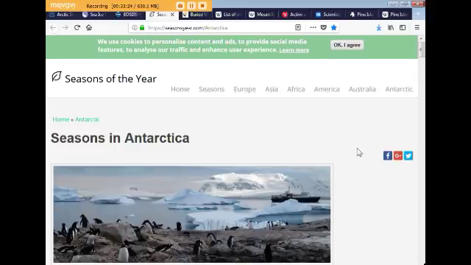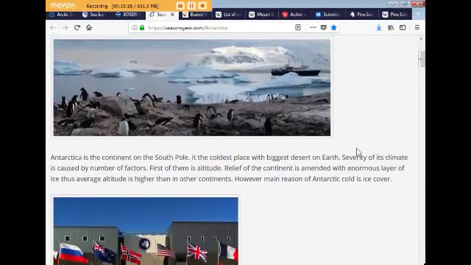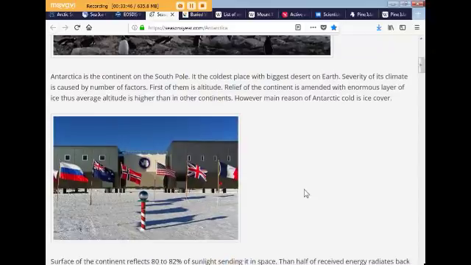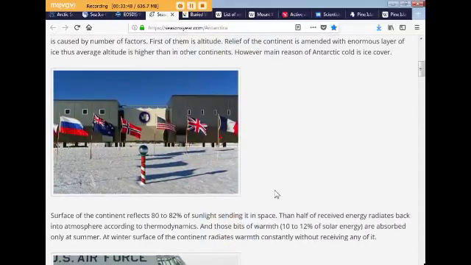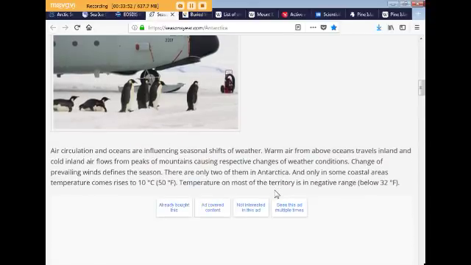Now we're going to look at the seasons in Antarctica. They basically have two seasons, winter and summer. And it's the coldest place with the biggest desert on Earth. The severity of its climate is caused by a number of factors. First is altitude. It's got a bunch of ice.